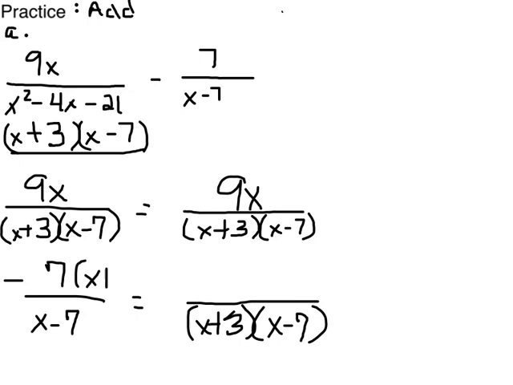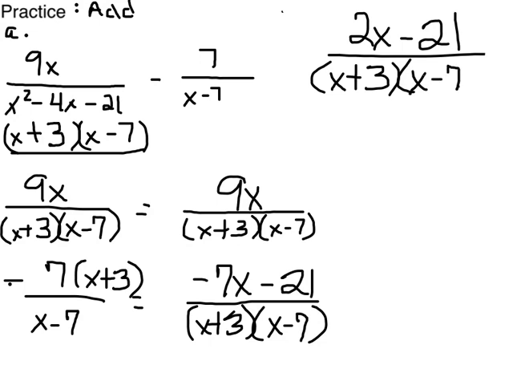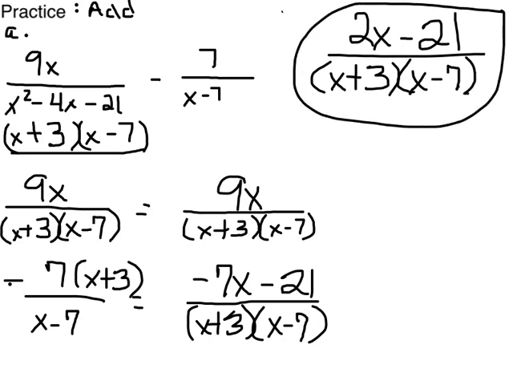So I'm going to have to multiply this negative 7 by x plus 3. When I do, I will have negative 7x minus 21, because this is negative 7. Alright, then I see that 9x minus 7x, I can combine those. So my final answer then is going to be 2x minus 21 over x plus 3, x minus 7. And that's my final answer. Okay, let's do the next one.